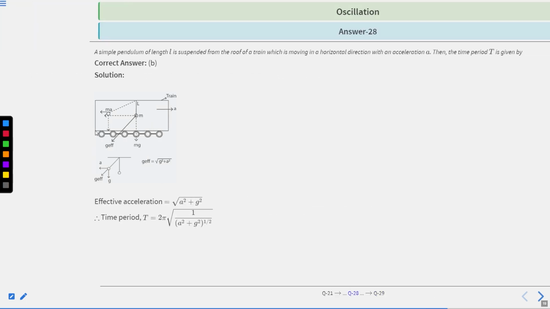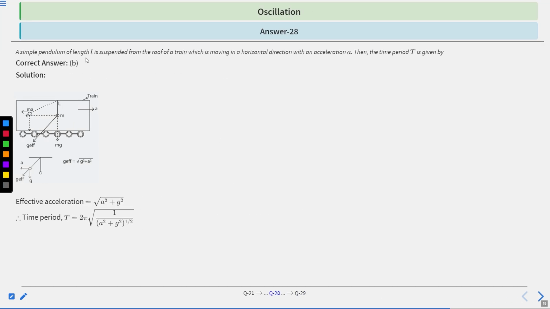Let's find a solution. A simple pendulum of length L is suspended from the roof of a train. Suppose this is a simple pendulum and this is a train and this is the roof of the train. A simple pendulum having length L is suspended from the roof of the train, like this, and the train is moving in horizontal direction with acceleration A. A is the acceleration of the train. Then time period T is what?